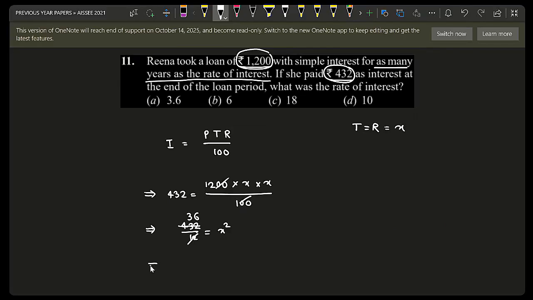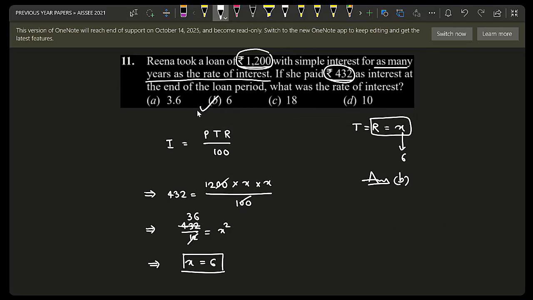We know squares, up to 32 we remembered. x square is equal to 36. So what is the value of x? Whose square is 36? 6. So x value is 6. And they're asking the rate of interest. Rate of interest we called x only, and x value we got is 6. That is answer B. So rate of interest is 6% per annum.